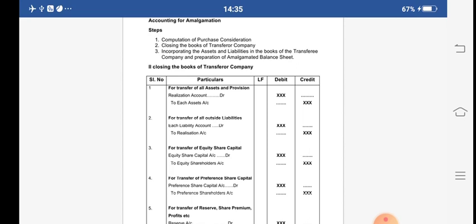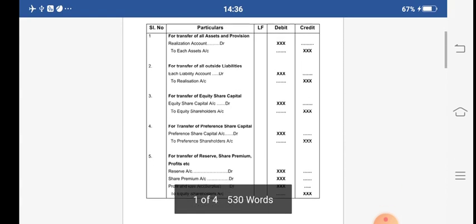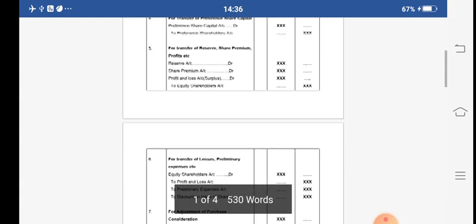Next entry number 4, for transfer of preference share capital. Whatever preference share capital the transferor company has, it is going to transfer all of it to the transferee company. The entry is: preference share capital account debit, to preference shareholders account credit. Like this we have to pass it.